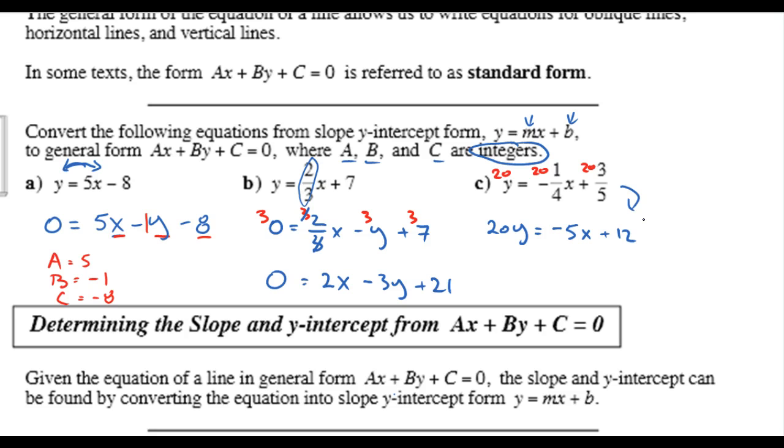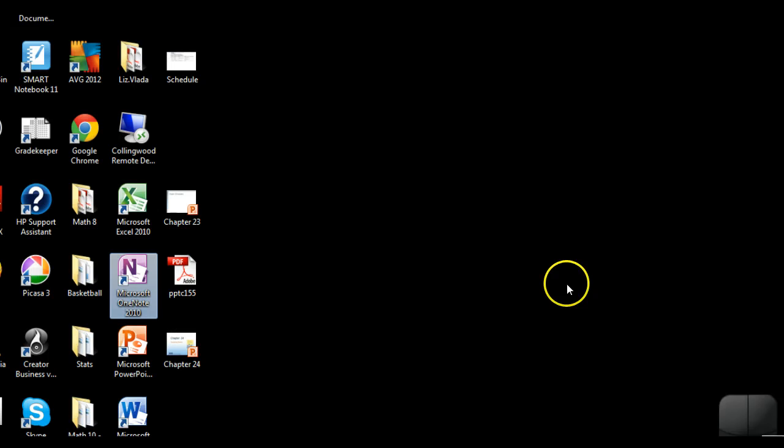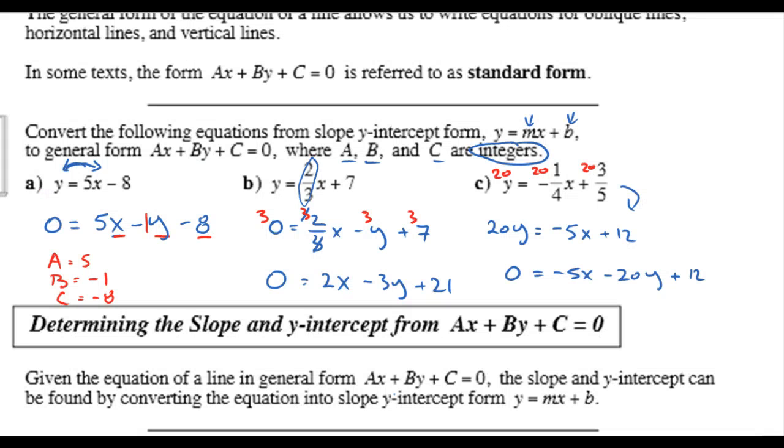Okay, so again, now I'm going to get everything to one side, and it's going to be negative 5x minus 20y plus 12. The only problem here is that the term on the x has to be positive. That is the one rule here. So how do I make this positive?